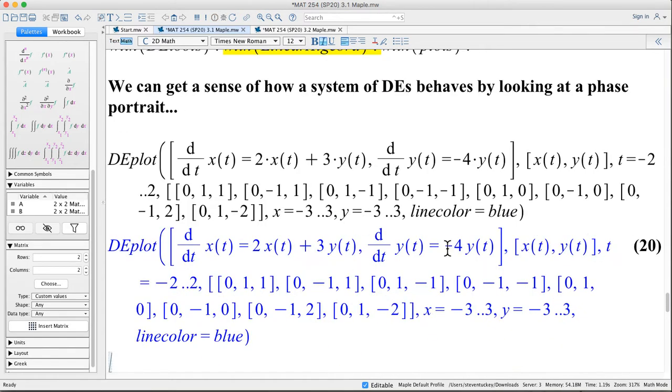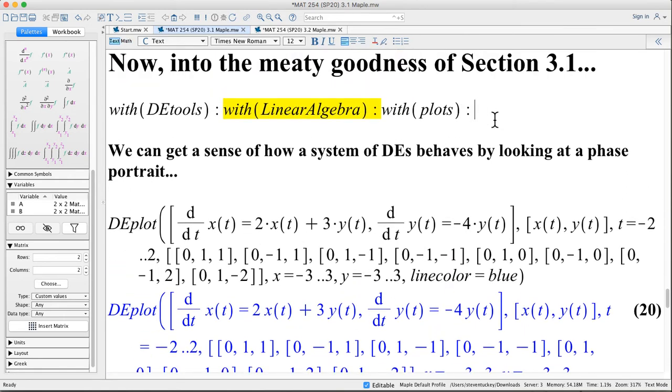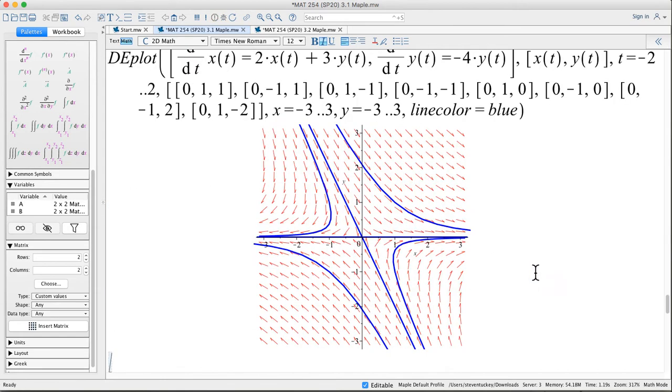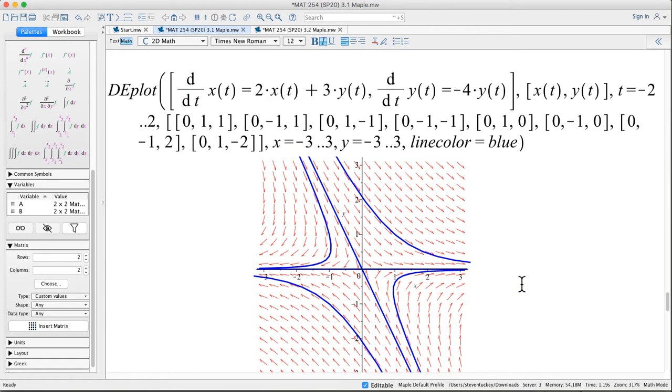Oh, it doesn't like this. I forgot to hit enter. Silly me. There we go. It doesn't like this because I forgot to hit enter again. And any second now, Maple. There we go. We can see a phase plane.